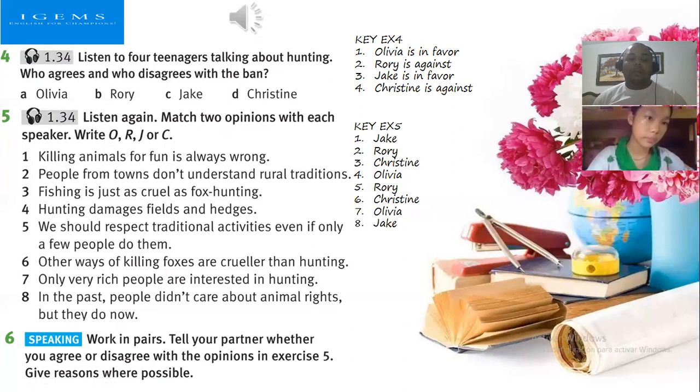Number three. Fishing is just as cruel as fox hunting. That is C, Kristen. Let me see. Number four. Hunting damages fields and hedges. Is O. Okay, that is O for Olivia.